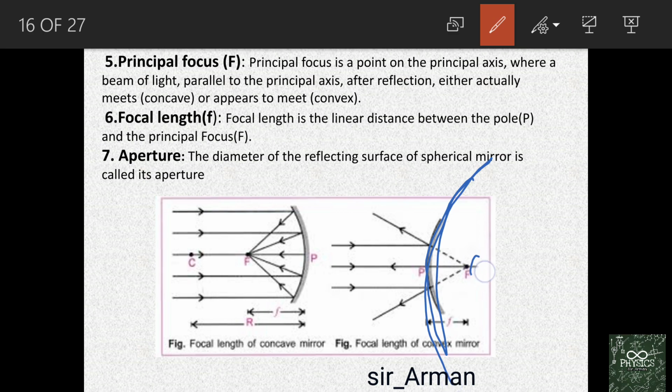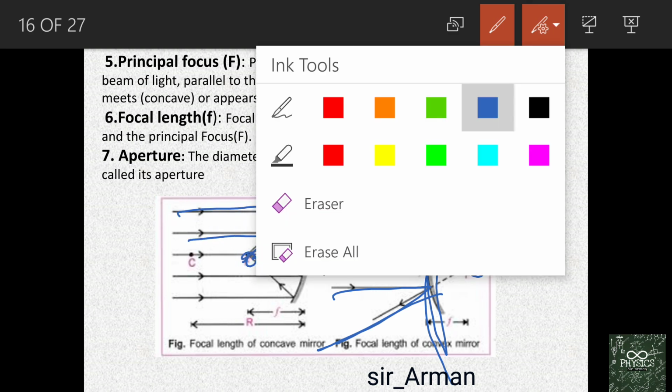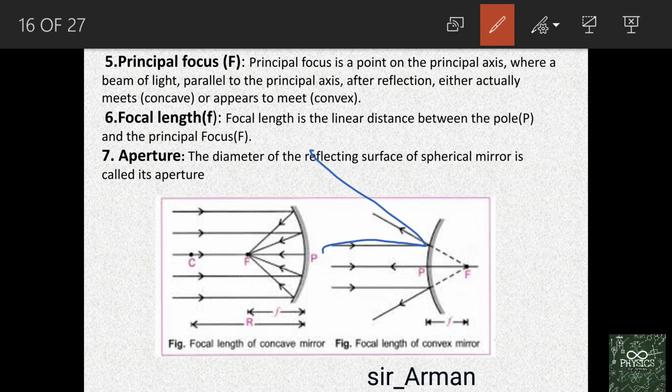The rays after reflection are diverging. In a concave mirror they are converging, focusing at a particular point, hence we call this mirror a converging mirror. But here after reflection all the rays are diverging, going in different directions, and when we join them we get a particular point where they appear to meet. They are not actually meeting, so this point is called the principal focus of a convex mirror.